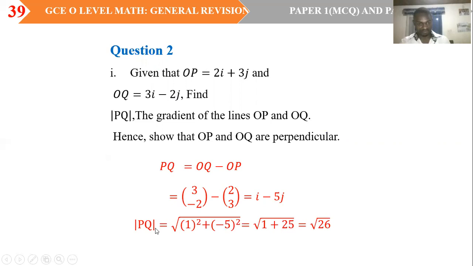And the magnitude says we should square the component of i, plus we square the component of j, and find the square root. 1 squared plus negative 5 squared, square root. This gives 1 plus 25, which is root of 26.